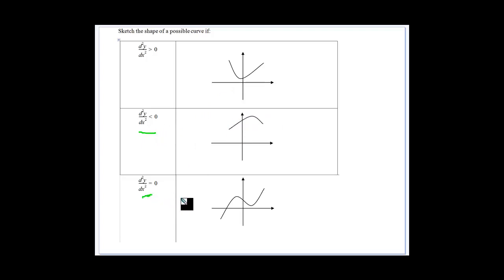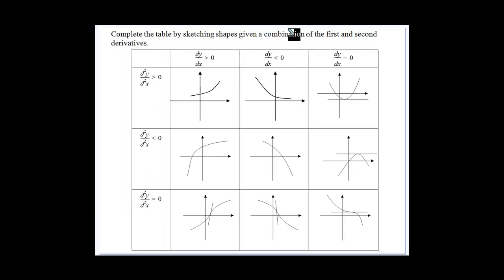And if our second derivative is equal to 0, we know we have a point of inflection where our concavity changes, goes from concave down to concave up, or vice versa. So that's what our curves would start to look like if our second derivative is either greater than 0, less than 0, or equal to 0. So what happens when we combine all these situations?